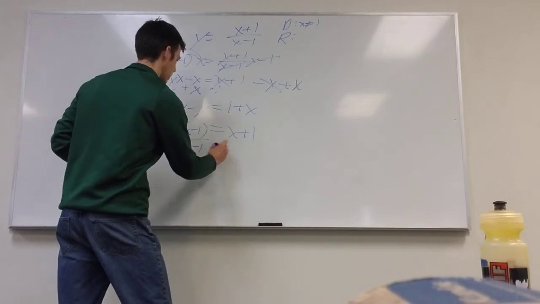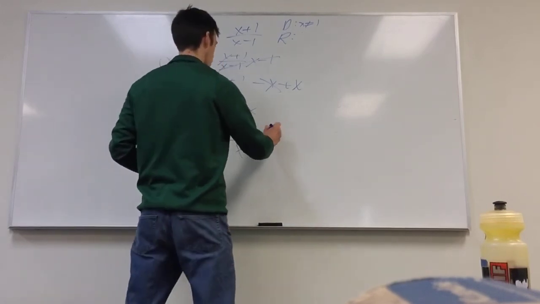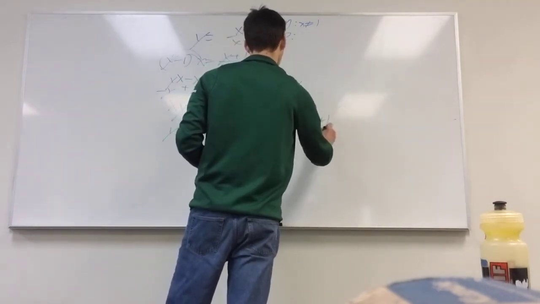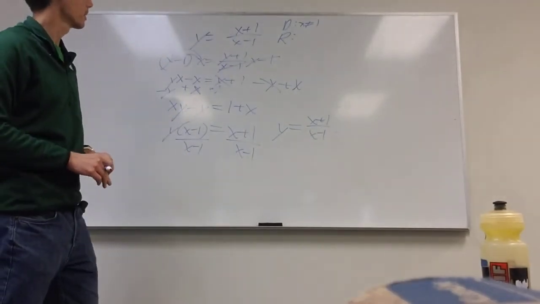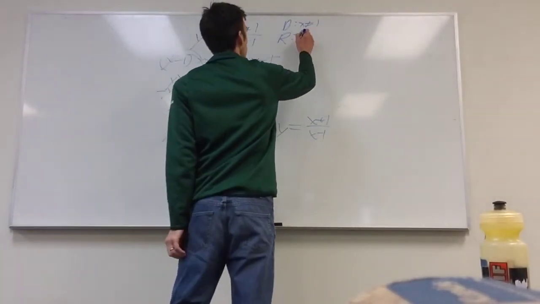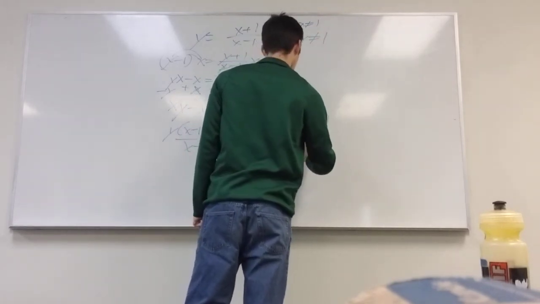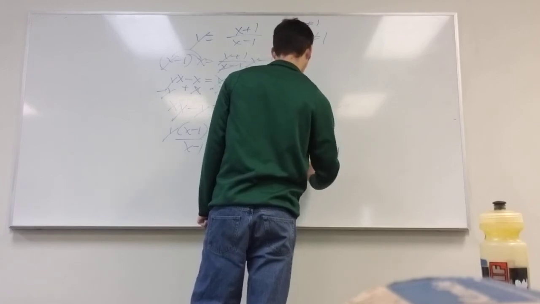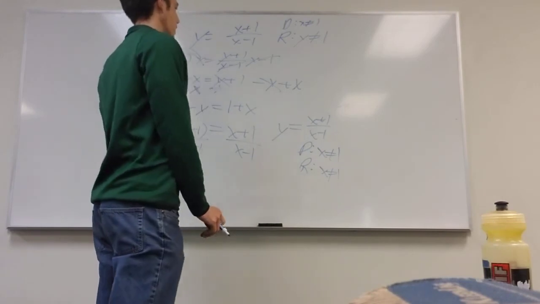Divide by x minus 1, right? And I get y equals x plus 1 over x minus 1, and I actually get the same thing here, right? So domain x cannot be 1. So I guess 1 is the one thing that it cannot be.